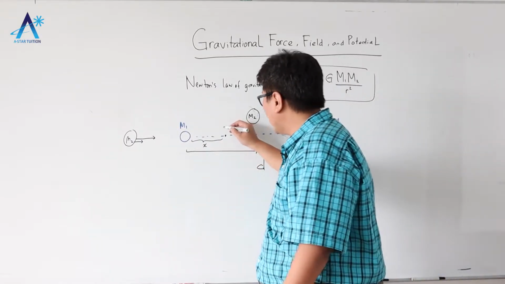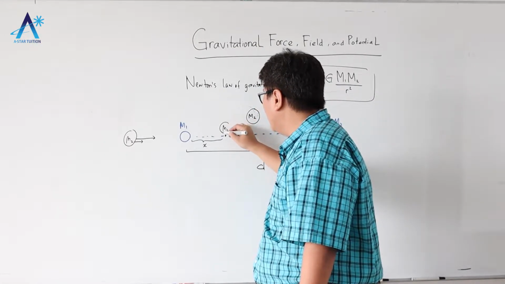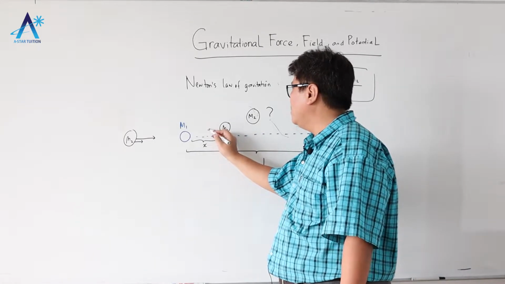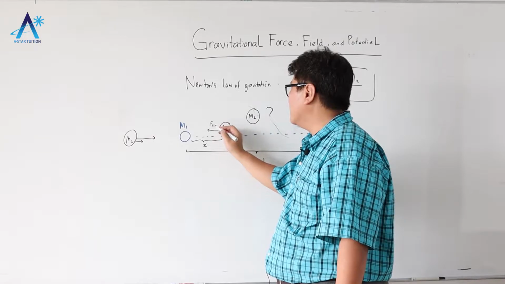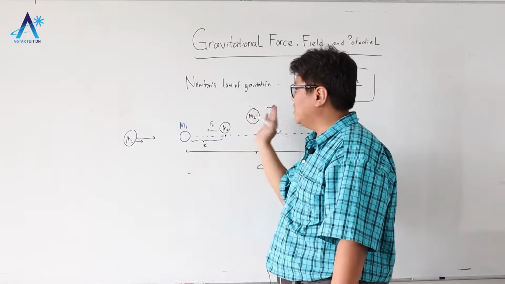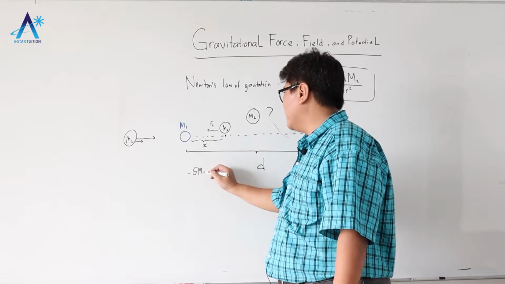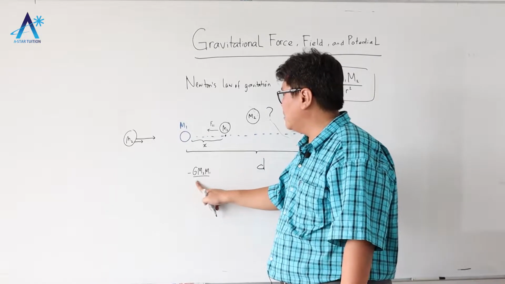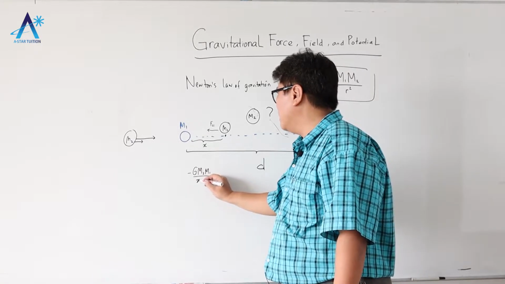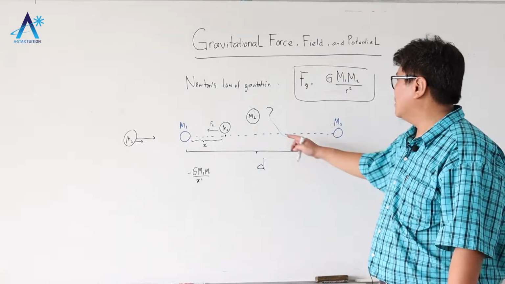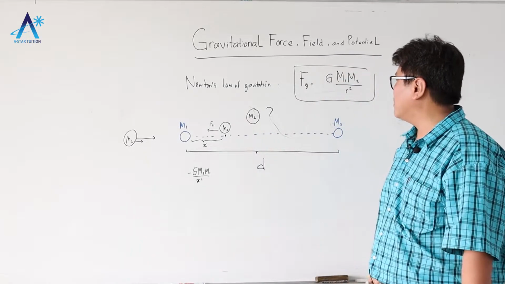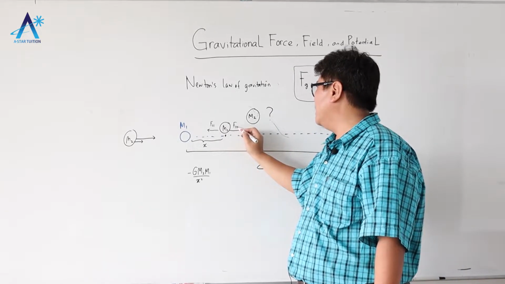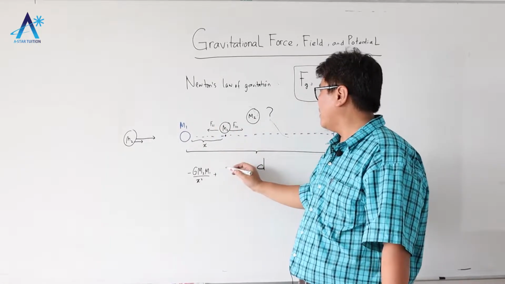So if this is m2, let's say you put m2 here, then the gravitational force acting on m2 due to m1 is F21, and it's equal to minus, because it's to the left, minus G m2 m1 over r12 squared. r12 is x, so the distance between m1 and m2 is x. As for the force acting on m2 due to m3, it's going this way. Now we call it F23. So it's plus because it's to the right.